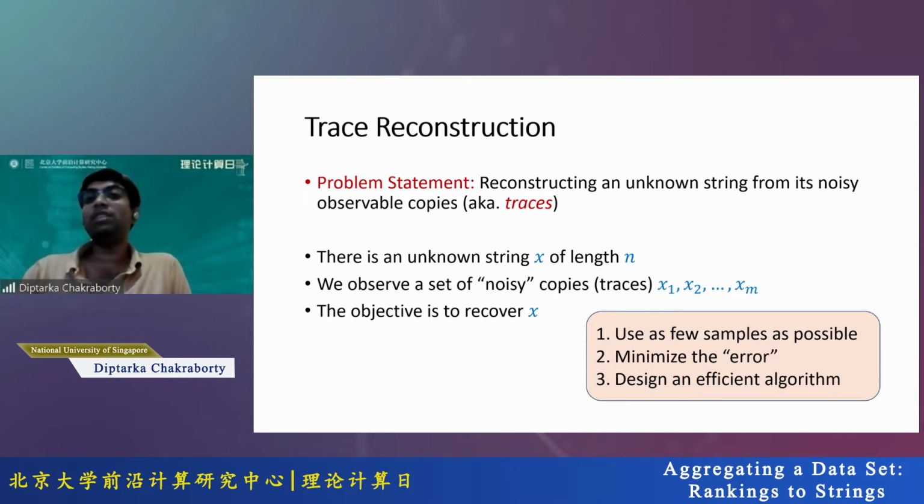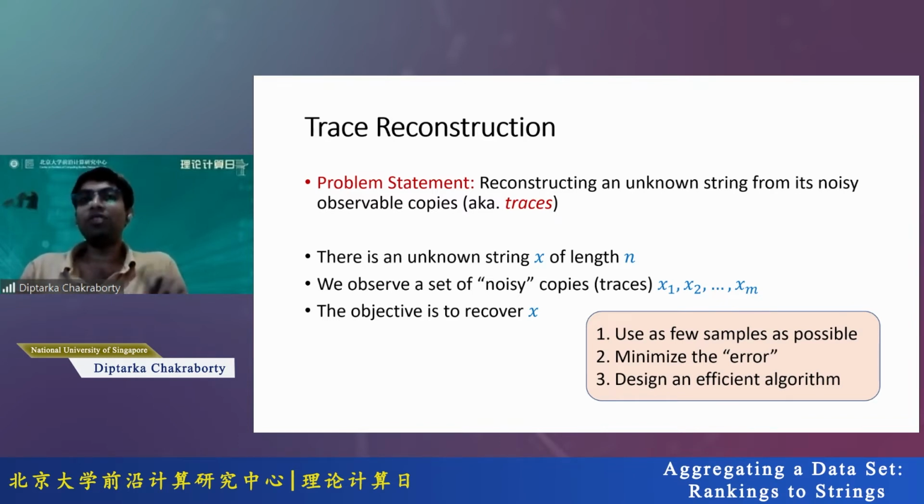And what we care about here is that we want to use as few samples as possible, because generating these noisy copies via sequencing devices is not that cheap. Also, while recovering, we want to minimize the error. As I mentioned, current sequencing devices produce 16-17% error, so after recovering, we want much less error than this. Ideally, we want something like 1-2% error, because that could be handled by error correcting codes. And third, of course, we want our algorithm to be very efficient.